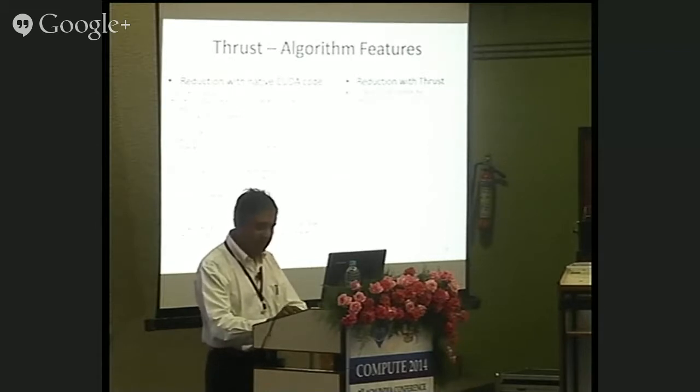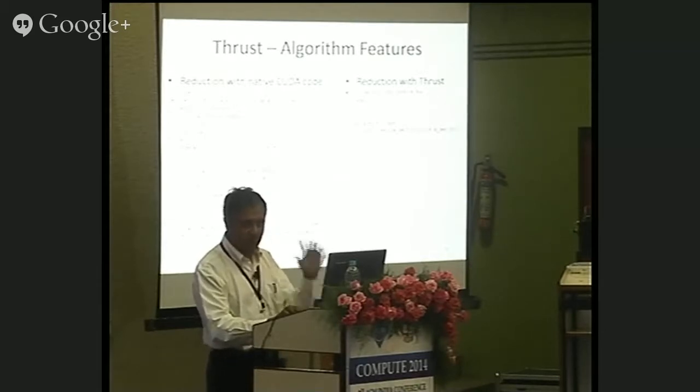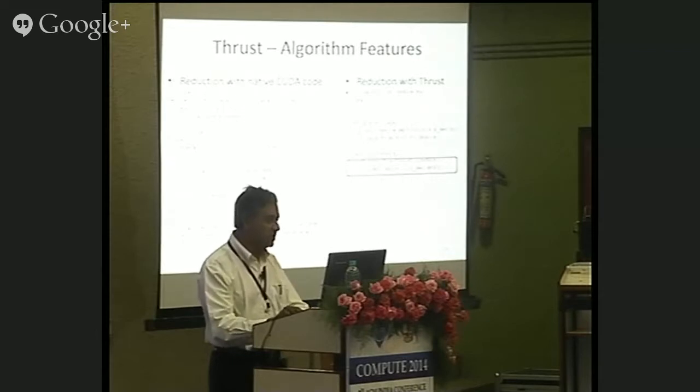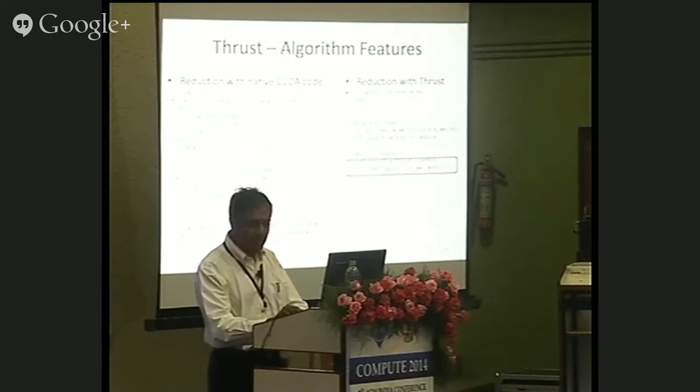So if you have to write the same thing in Thrust, it looks like this: your iterator storage is a device vector, and you can do this on that device, on the data, in one line. So the amount of code reduction is significant. You just call it, and it is much simpler and much easier to understand.